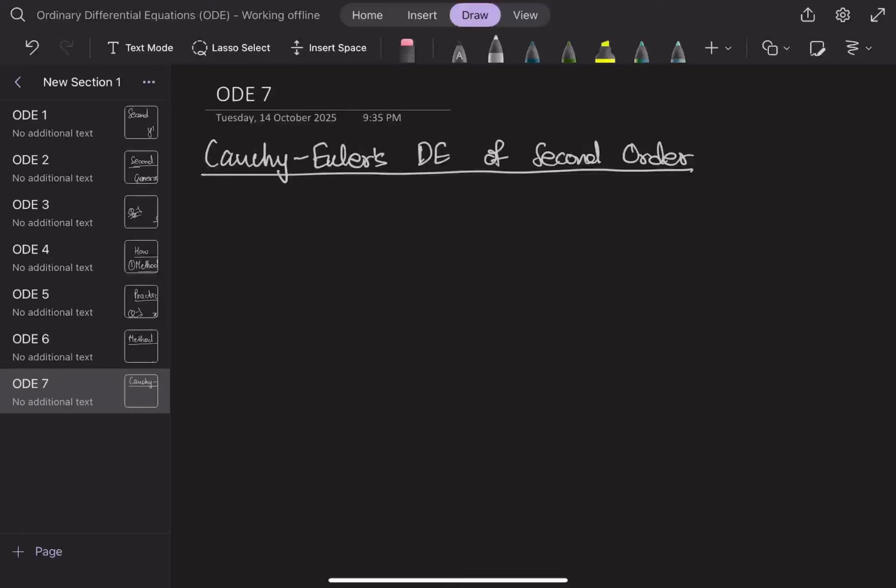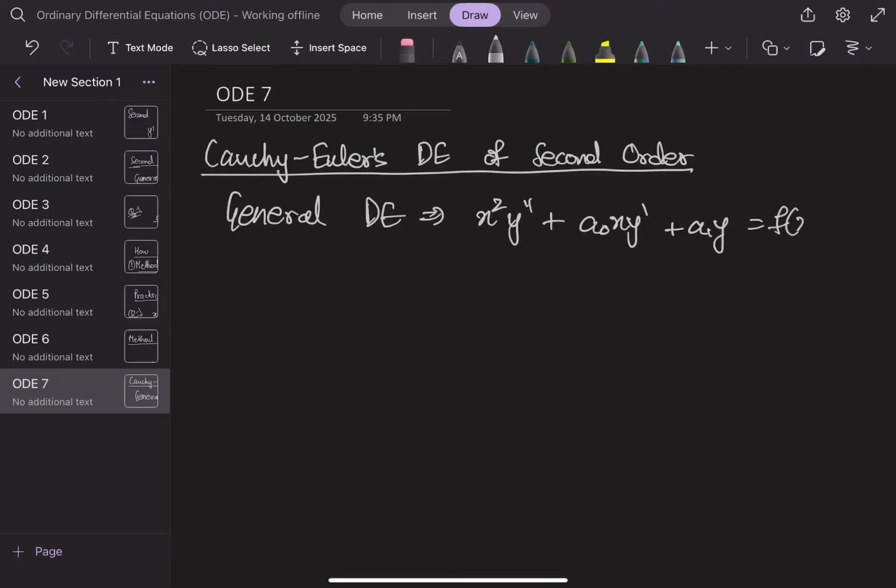Hey guys, let's continue. So today we'll be looking at Cauchy-Euler DE of second order. So up till now we have been looking at constant coefficients. Now let's look at variable coefficients. So for example, your general DE looks like this: x square y double dash plus a naught x y dash plus a1 y is equal to f(x).